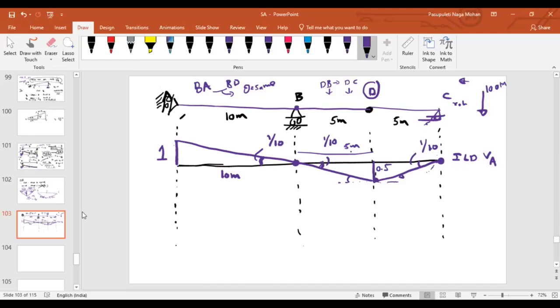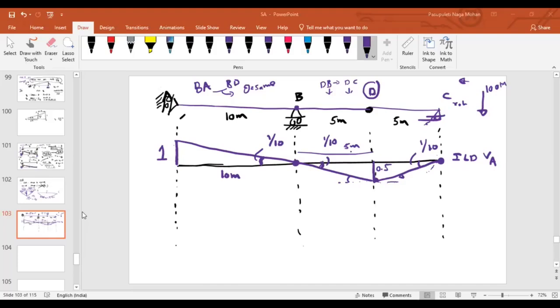If the load of 100 kilonewton is moving from left to right, and it is at point D, what is the reaction at A? So load into ordinate only, yes, that's what I'm expecting. What is the answer? 50 kilonewton. What about others? Is it 50? Yes, sir.